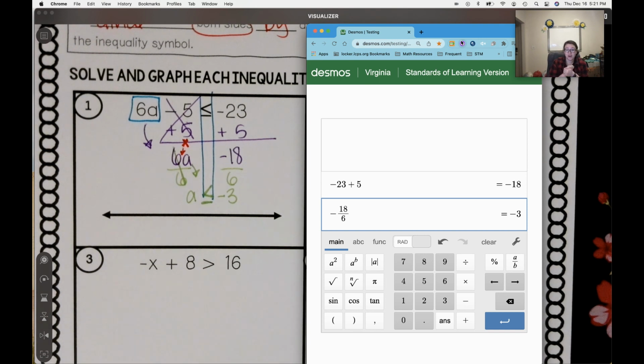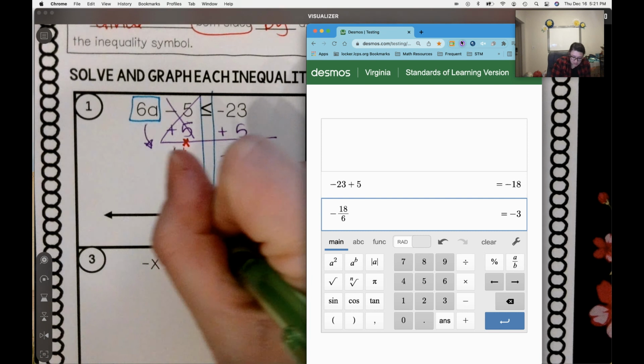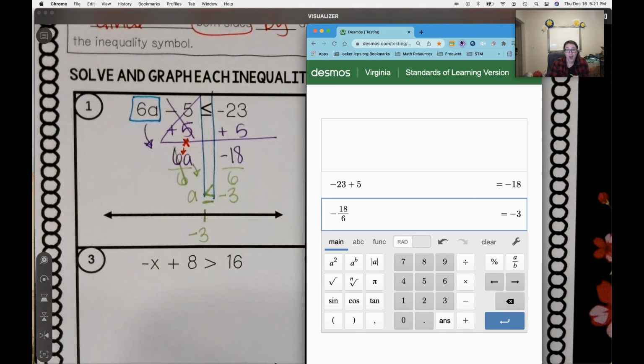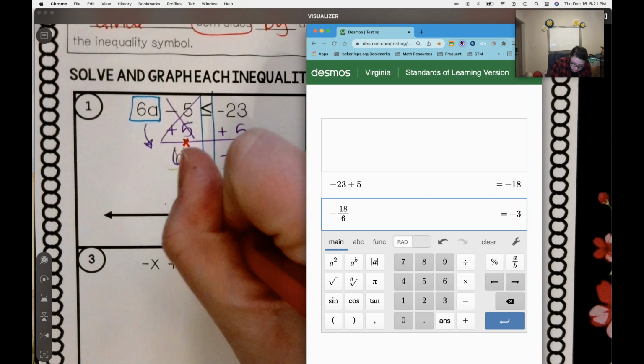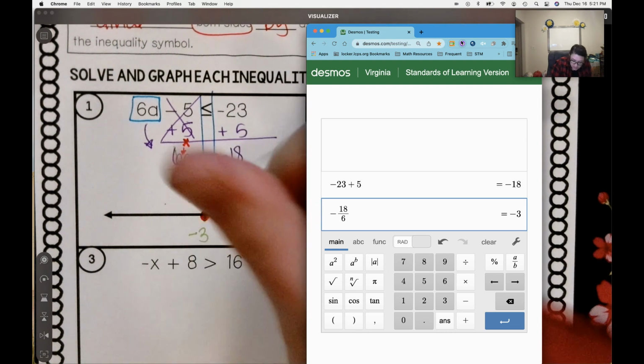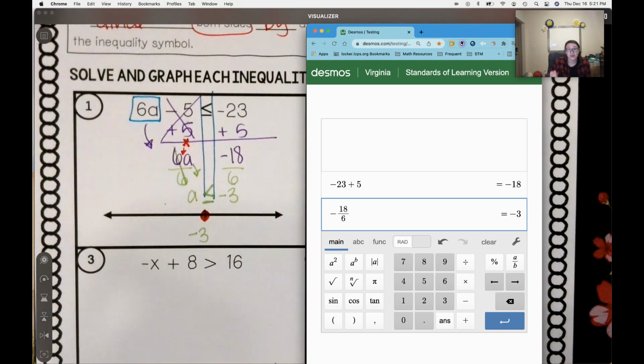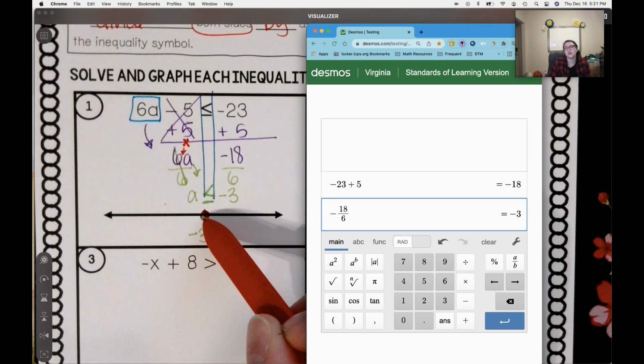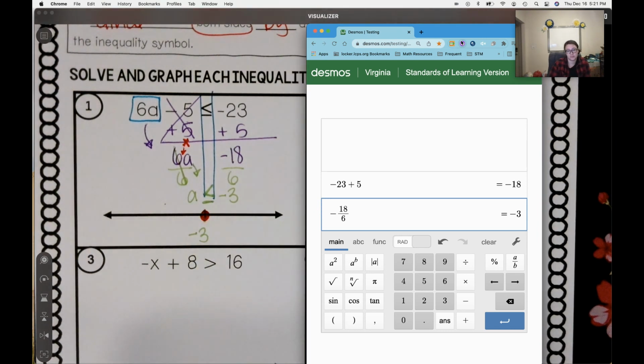So now we know our answer needs to be with a dot on negative 3. Open or closed? It's going to be a closed circle. Why is it a closed circle? The line underneath, we talked about on the last set of notes. If our symbol's extra, if it has that line underneath, we have to be extra with our circle and fill it in.